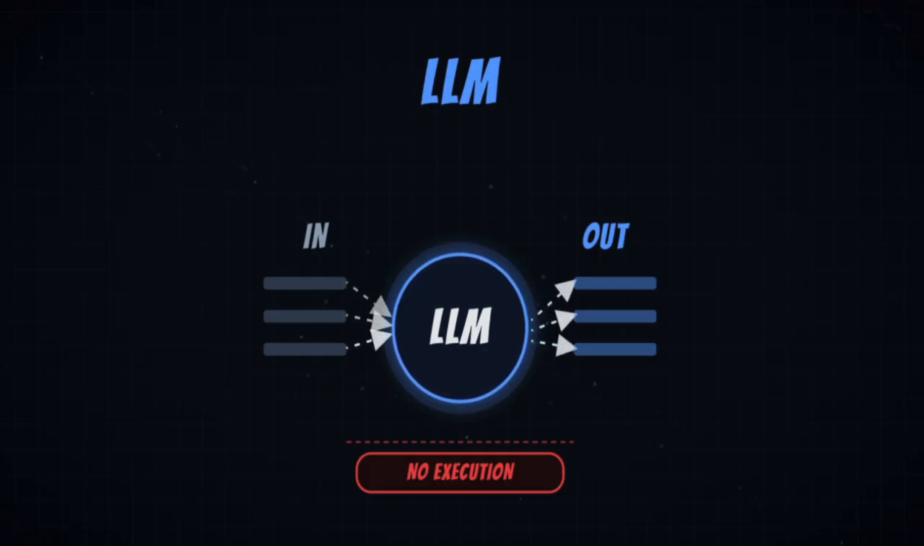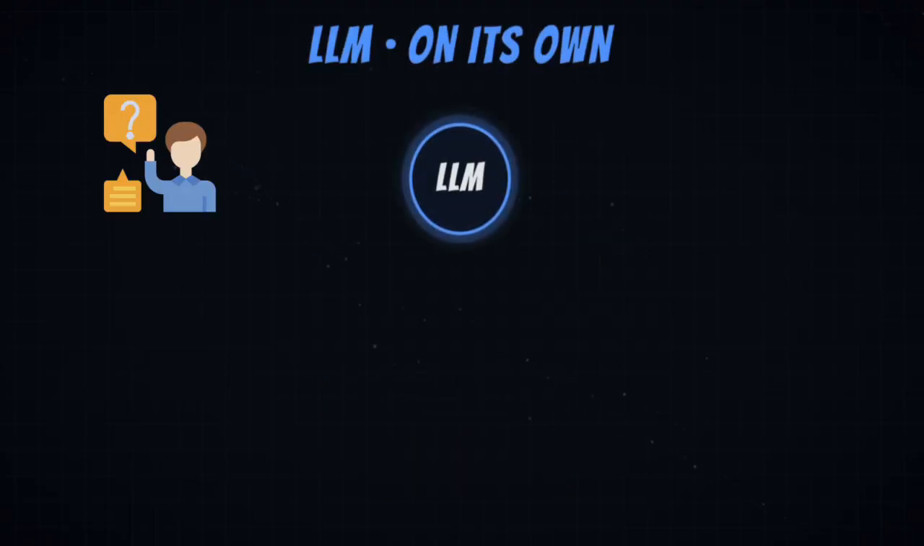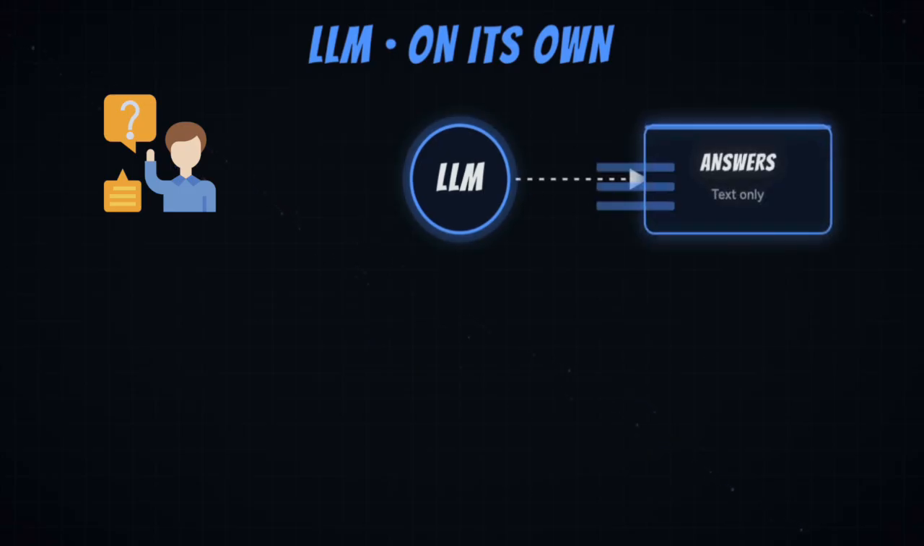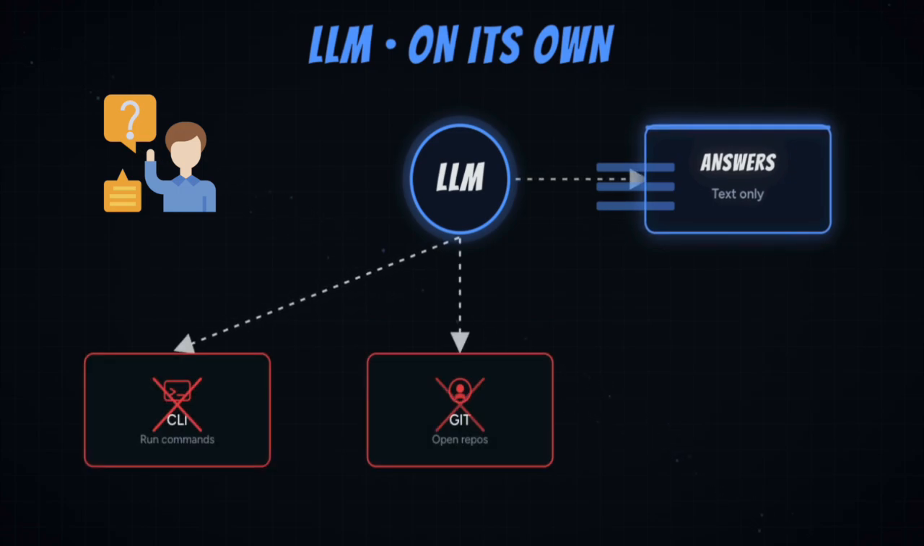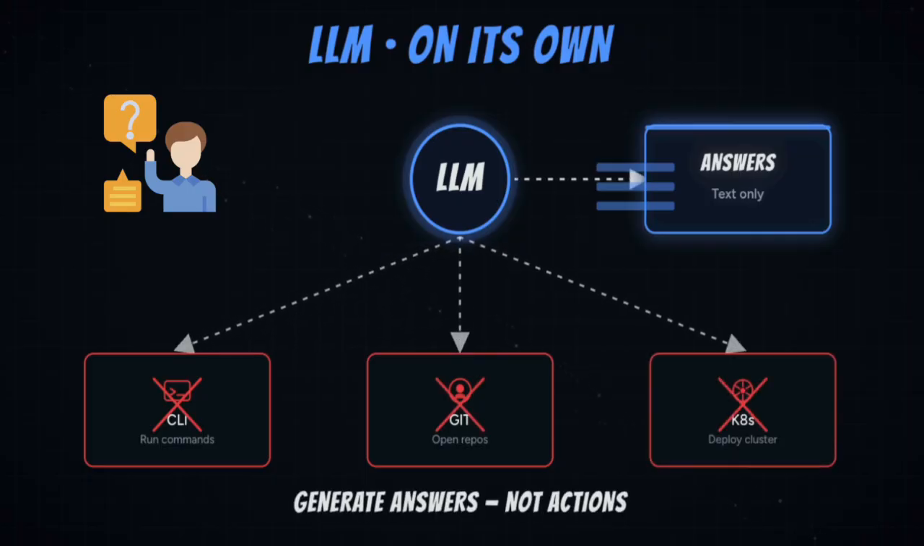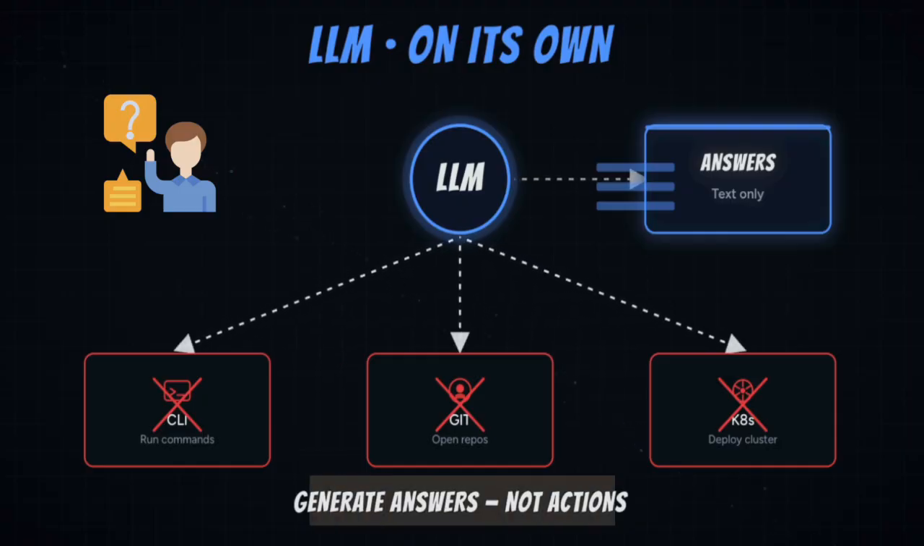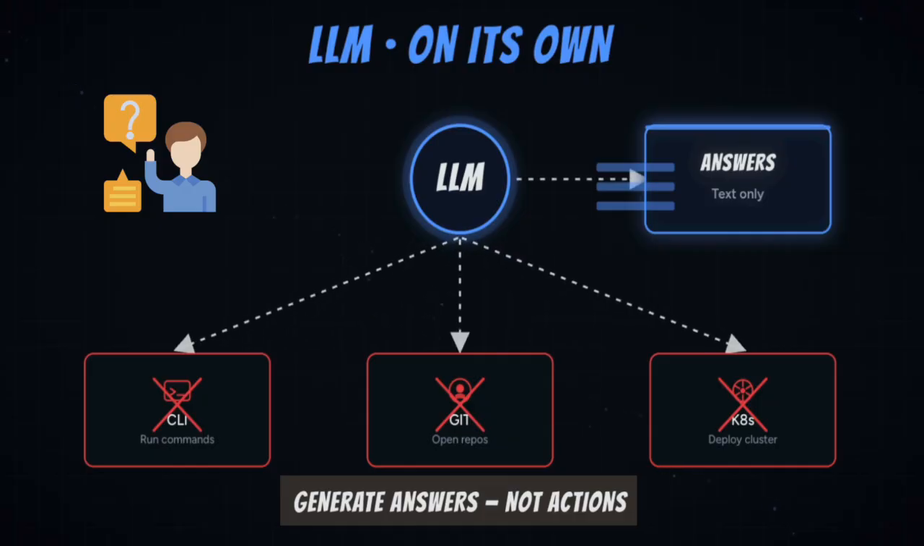If we ask any question to any LLM, it is able to generate the answer because it is just a model, but on its own it can't run any CLI command. It doesn't have the capability to open a Git repo and read it. It doesn't have the capability to deploy anything in the K8s cluster. So an LLM as a model can only generate text based on the question that is asked or the text that is given, but it doesn't have any capability to execute something.